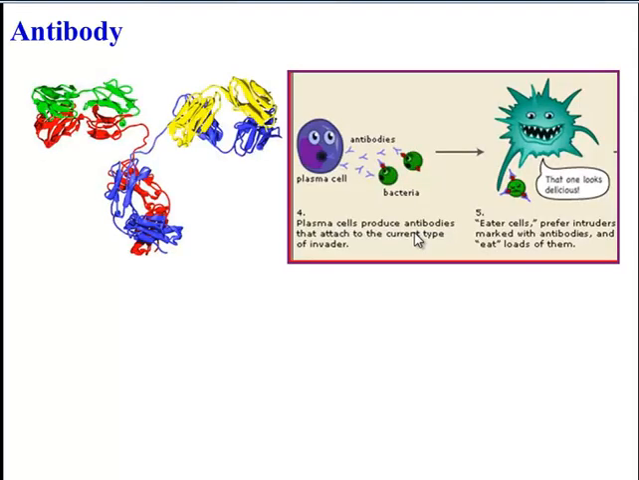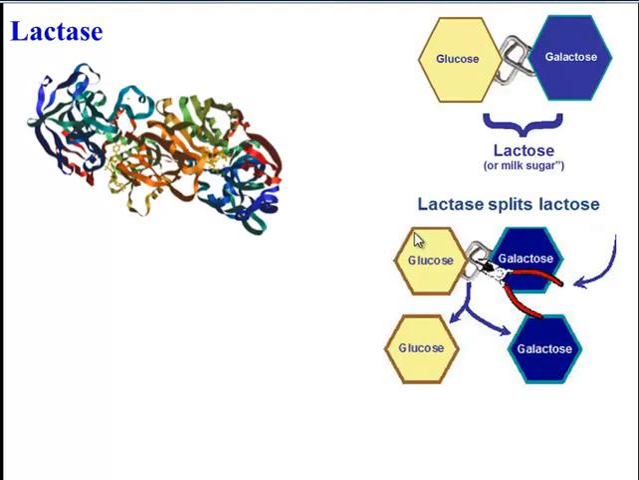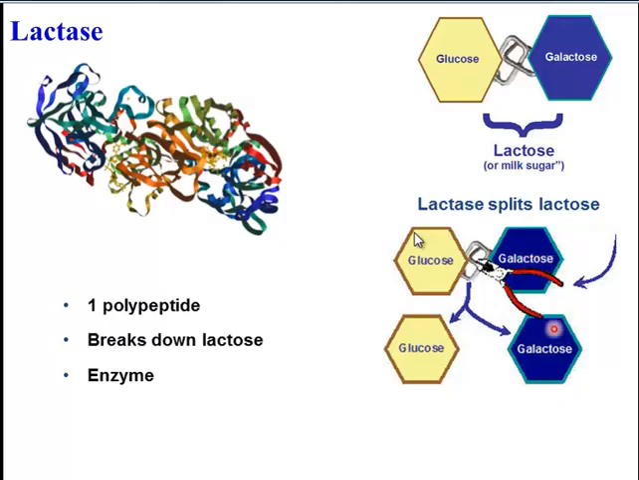Antibodies are a very different type of protein. These are defensive proteins. They help bind antigens on pathogens and mark them for destruction. Lactase is yet another type of protein with a quite different function. As you can see here, lactase is made up of just one polypeptide chain, all jumbled up, and its job is to be an enzyme. Lactase splits the sugar lactose into 2 monosaccharides.